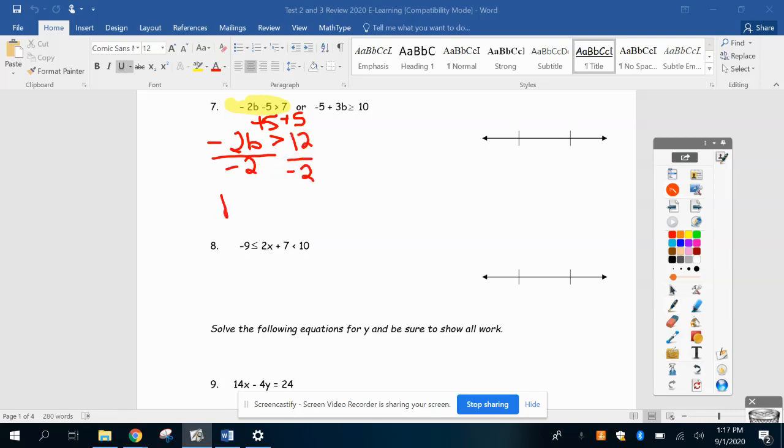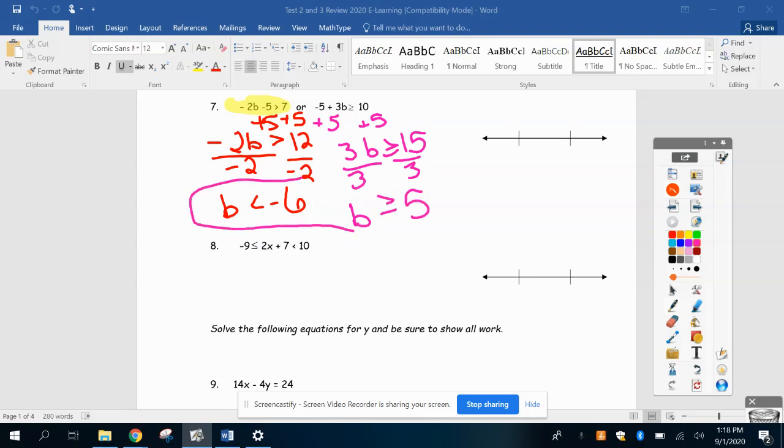Dividing by a negative is a reason to flip the inequality sign. Then I'm going to solve the other one. Undo addition and subtraction first, so that 5 is moving first. These both make up the answer, with OR in between them. And now I'm going to put that on my number line. So I have a -6 and a 5.